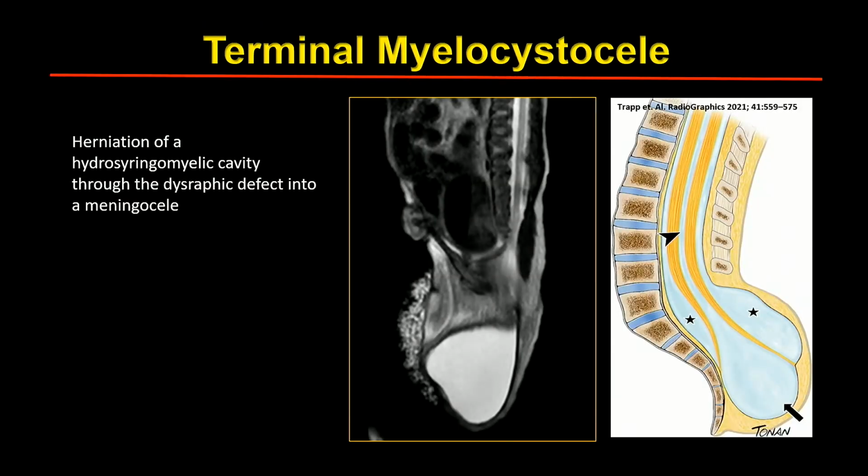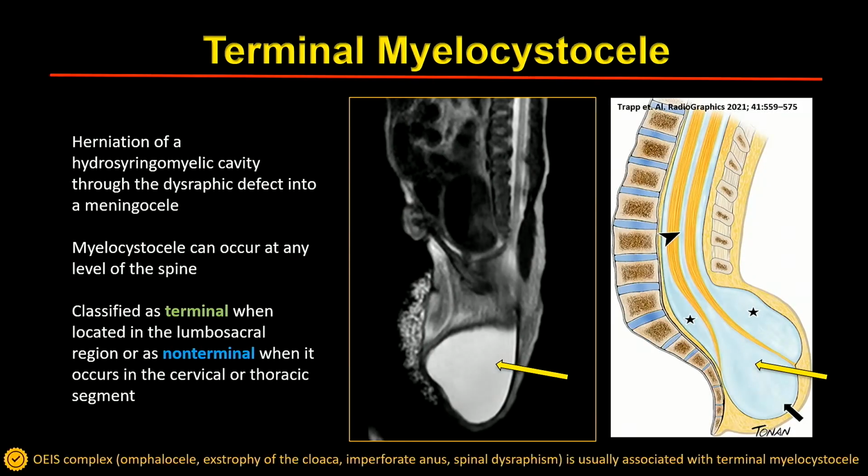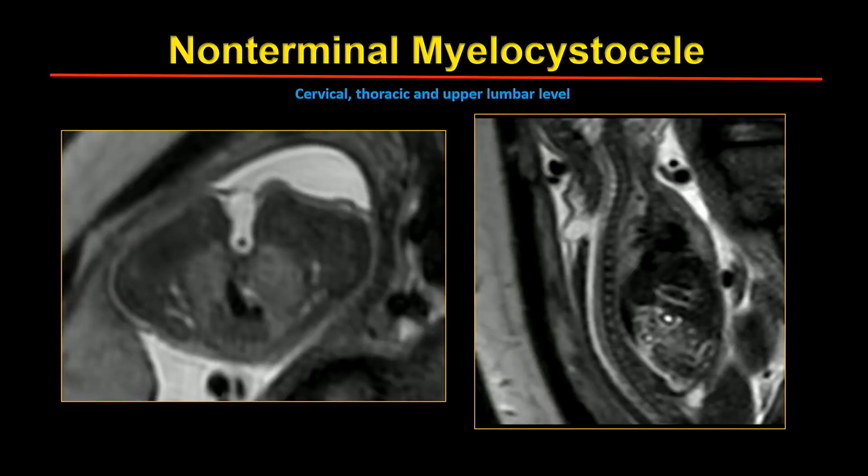Moving on to myelocystocele. So what is myelocystocele? Myelocystocele is herniation of a syrinx cavity. So it's like a cord syrinx, which is herniating through a bony defect into a meningocele. That's a myelocystocele. And they can happen at any level of the spine. And depending on where they happen, they're classified as terminal when they're located in the lumbosacral spine, or non-terminal when they happen in the cervical and thoracic spine. Now, OEIS complex, which I mentioned earlier, is usually associated with terminal myelocystocele.